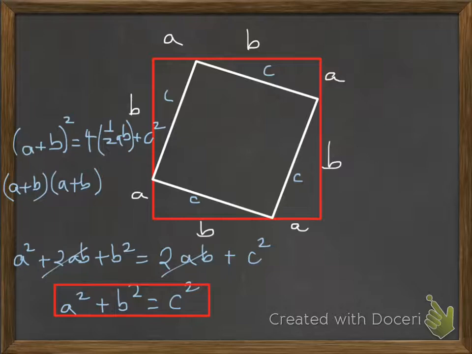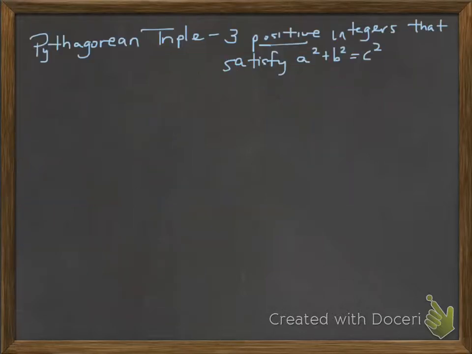All right, with this section, we're also going to be dealing with some things called the Pythagorean triples. Those are 3 positive integers that satisfy A squared plus B squared equals C squared. What is an integer? Yeah, that's a whole number, right? We're talking about whole numbers, not any decimals or anything like that.